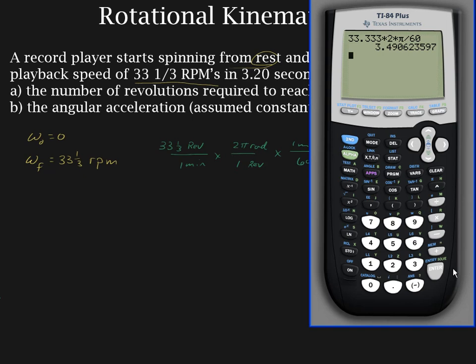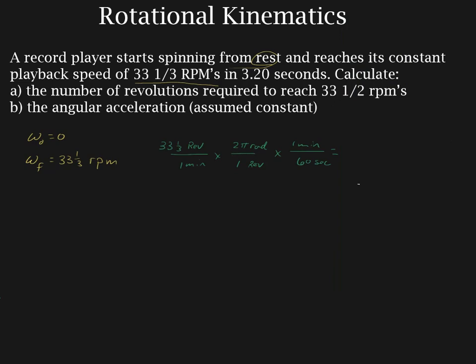And we get a value of 3.49 radians per second. So this is going to be 3.49 radians per second. Okay, so now what we need to do is determine the number of revolutions required to reach that speed. So what we're looking for in this problem is the displacement, or delta theta. So this is what we're looking for. And they tell us that the time interval is going to be 3.2 seconds.